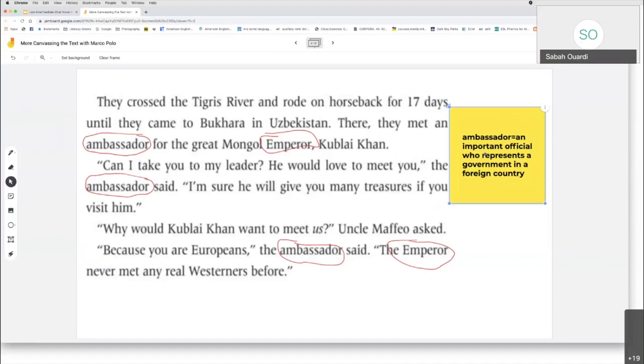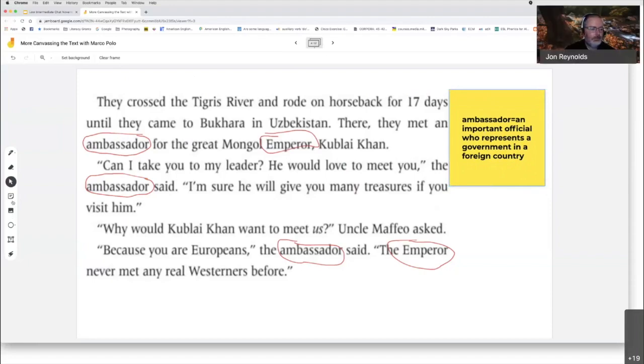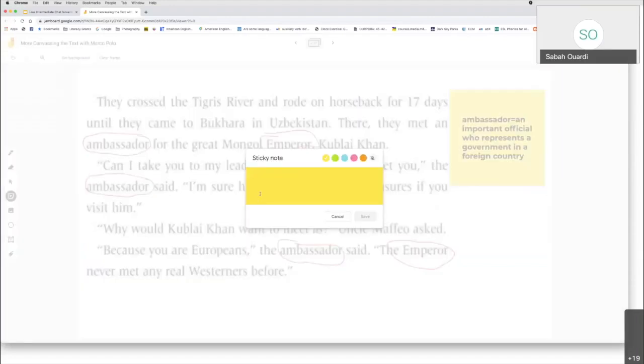Here was another one of those new words. Emperor. It's me. It's the person. Wait a minute, Saba, you're the emperor? Wow. No, it's not me. It's the ruler. But I have this word. Okay. Well, tell us what it means. It's a man who rules an empire. It is the ruler.